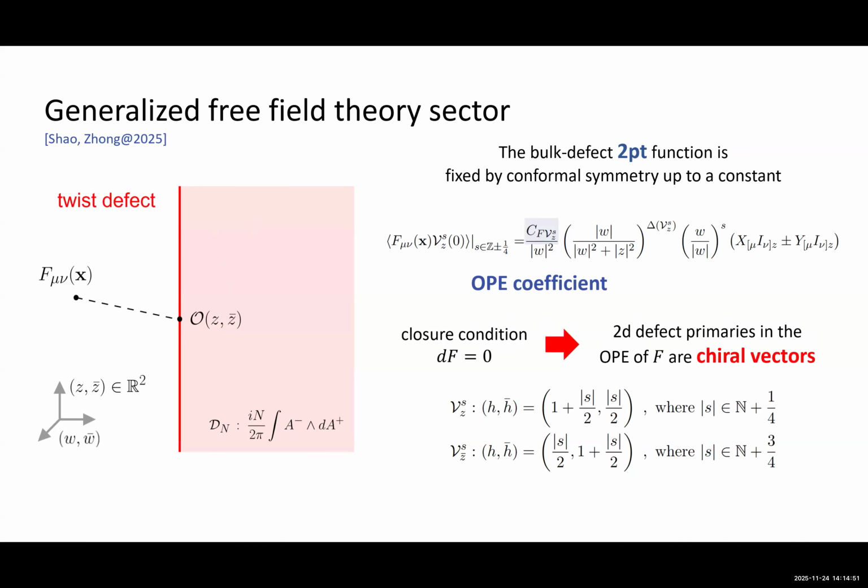Now that's for the two-point function. So the two-point function told us the possible primaries that have a non-trivial two-point function have to be those chiral vectors. Note that the spectrum of these vectors is asymmetric under the exchange of H and H bar. So the spectrum is chiral.